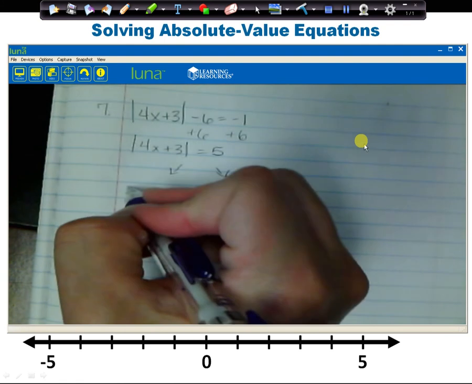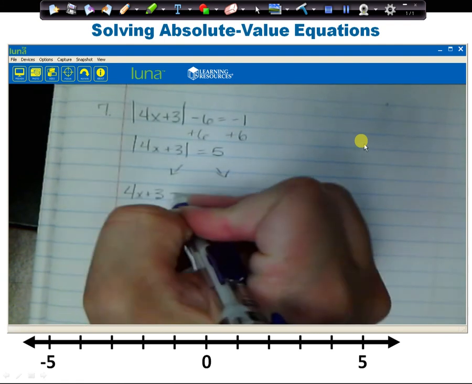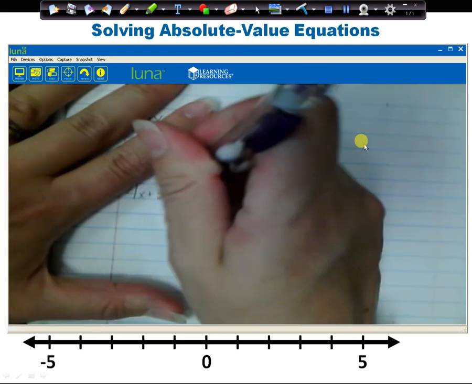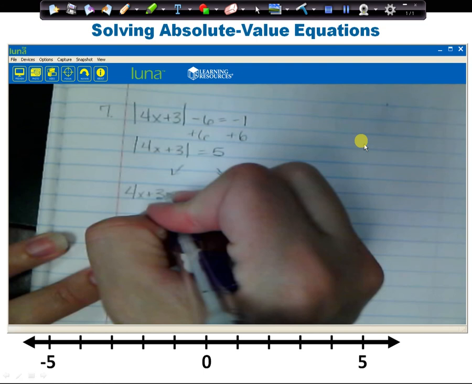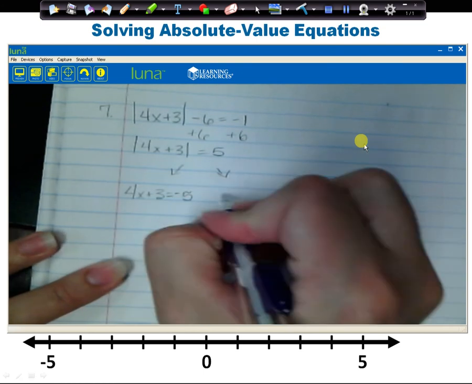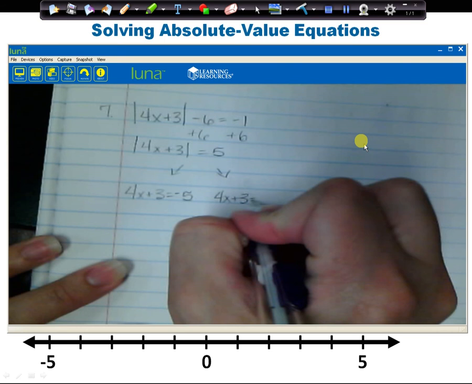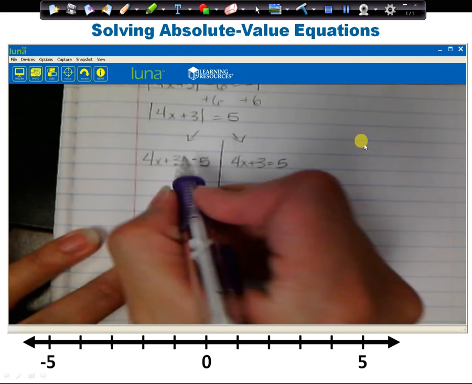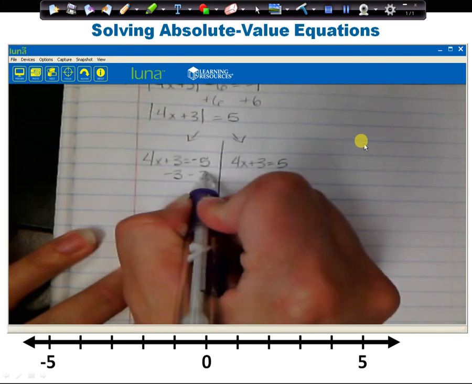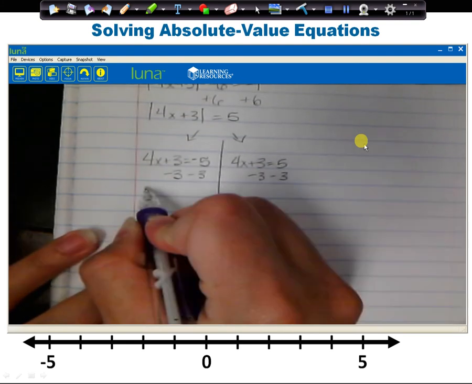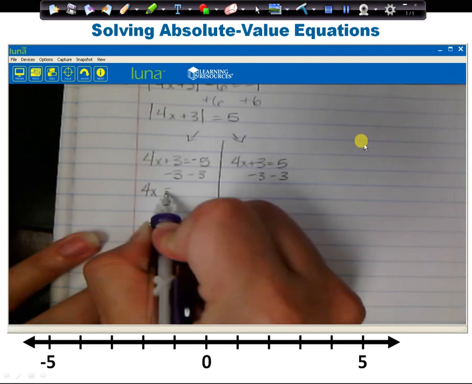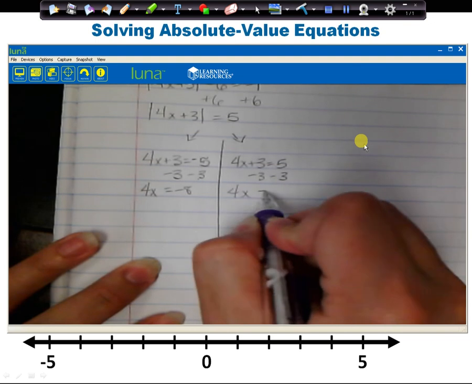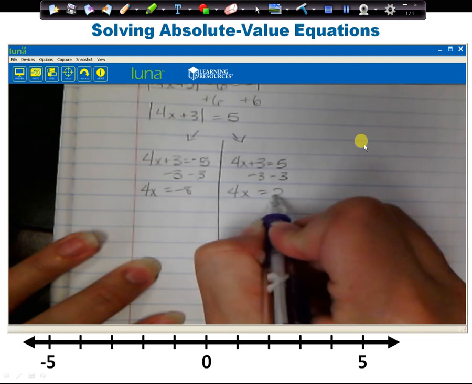I'm going to say 4x plus 3 equals -5. And 4x plus 3 equals +5. I'm going to subtract 3 on both sides to get my 4x by itself. And -5 minus 3 gives me -8. And over here, 5 minus 3 gives me +2.